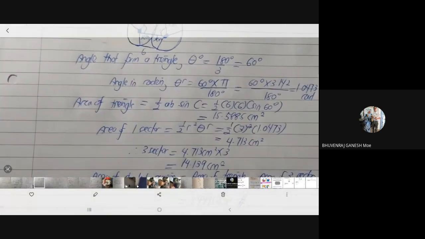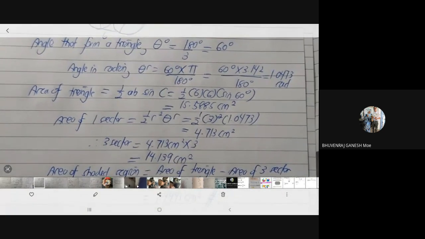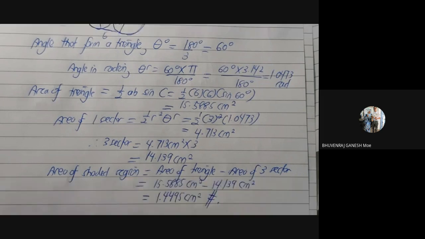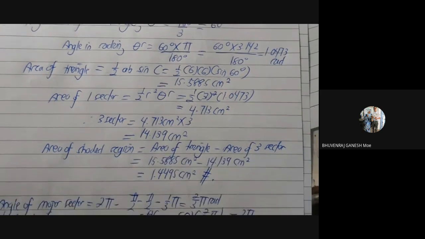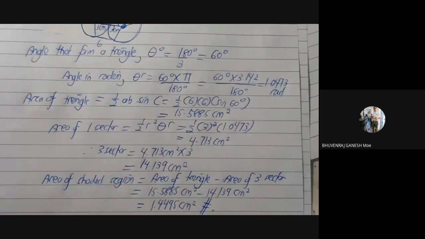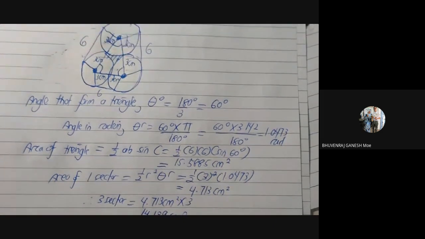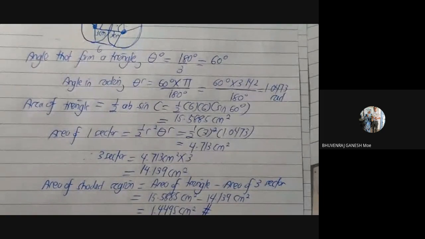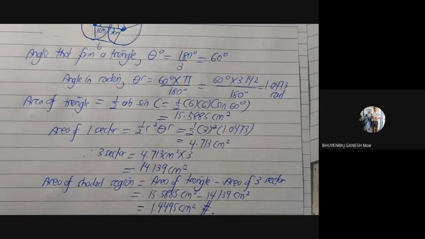Focus on part A, ya, guys. Jangan tengok B dulu. So you can see that I use 60 degrees, sebab this is an equilateral triangle. Segitiga sisi sama. So that's why I can say 60 degrees. And then angle in radian, saya kena convert jadi 1.0473 radian. And then area of triangle, this triangle over here, you will get 15.5885. Kamu boleh guna setengah AB sin C, that formula. So you will sub the values. Radius is 6 and the sin angle is 60.